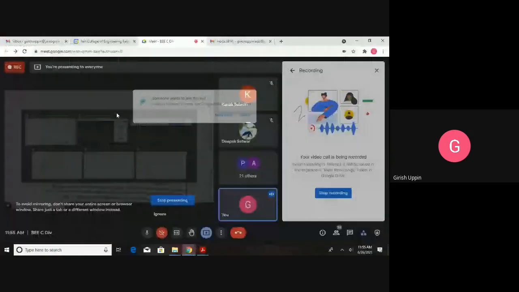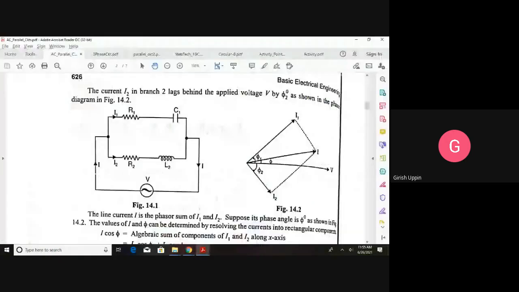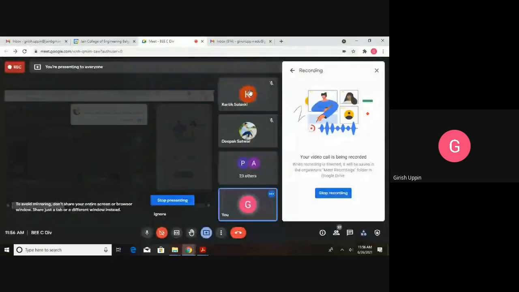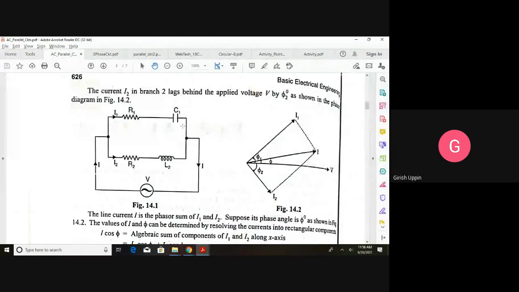By angle phi. You can see here, this is the voltage, which is the x-axis, and we can draw the current I1, which will lead by an angle phi 1. And how to calculate phi 1? We can use any method. We can calculate tan phi or cos phi, and based on that we can find the value of phi. Then this is the one branch current I1. Now you know how to draw the I1.